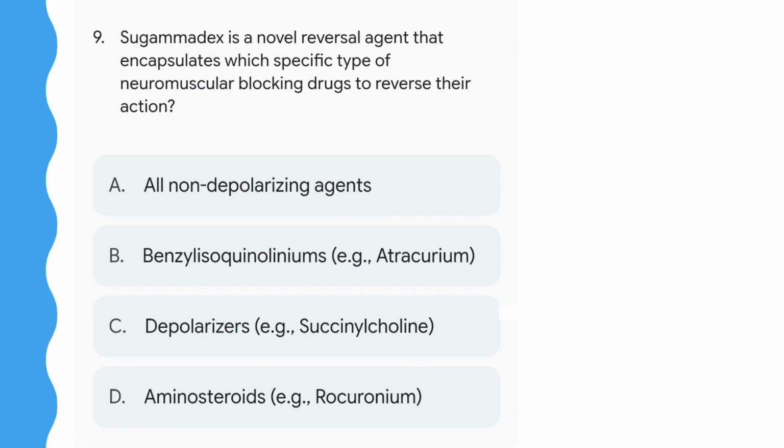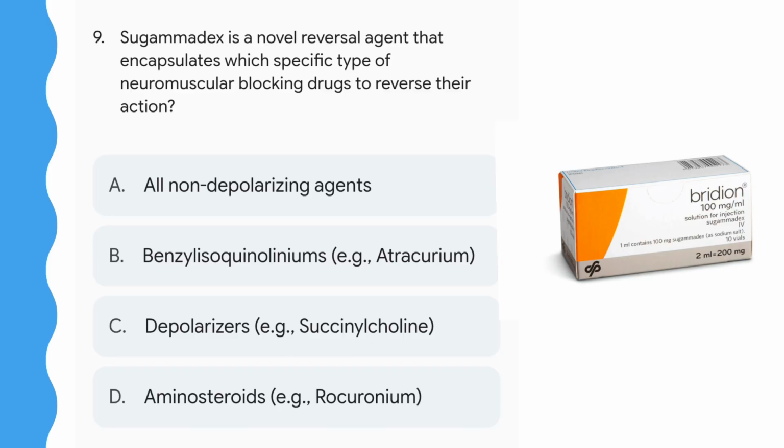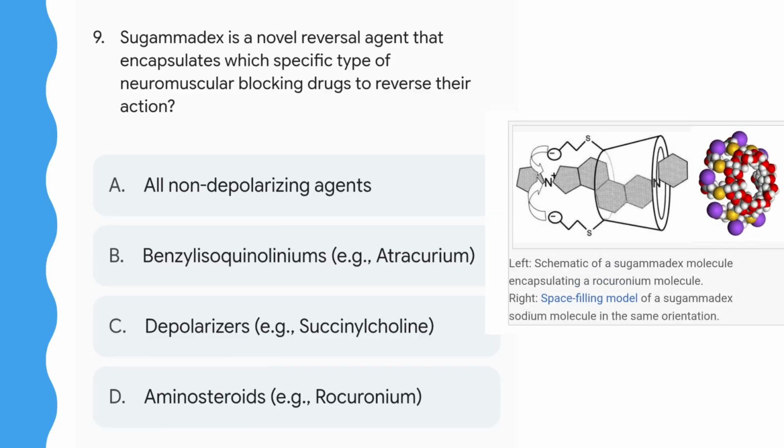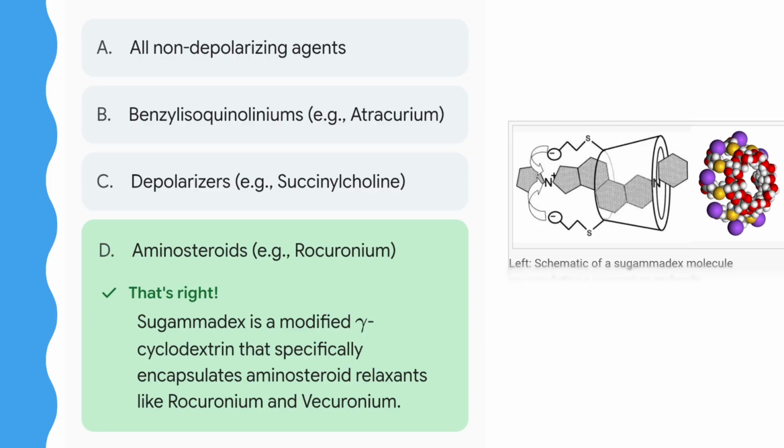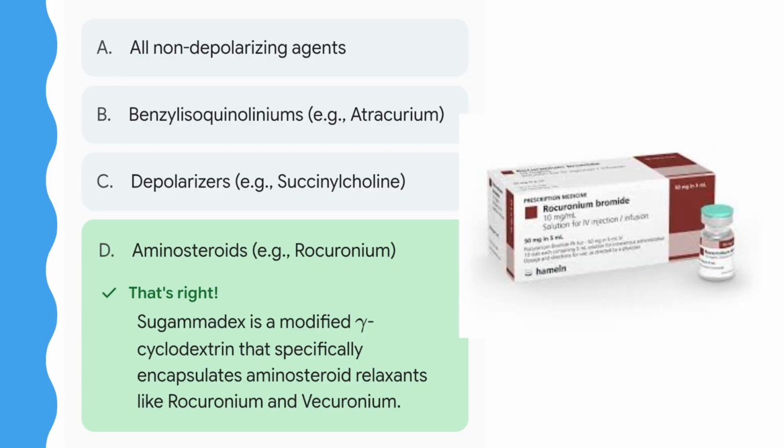Next, question number 9. Sugammadex is a novel reversal agent that encapsulates which specific type of neuromuscular blocking drugs to reverse their action? Option A, all the non-depolarizing agents; option B, benzylisoquinoliniums, example atracurium; option C, depolarizers, example succinylcholine; option D, aminosteroids, example rocuronium. The answer is option D, aminosteroids, example rocuronium. Sugammadex is a modified gamma cyclodextrin that specifically encapsulates steroidal relaxants like rocuronium and vecuronium.